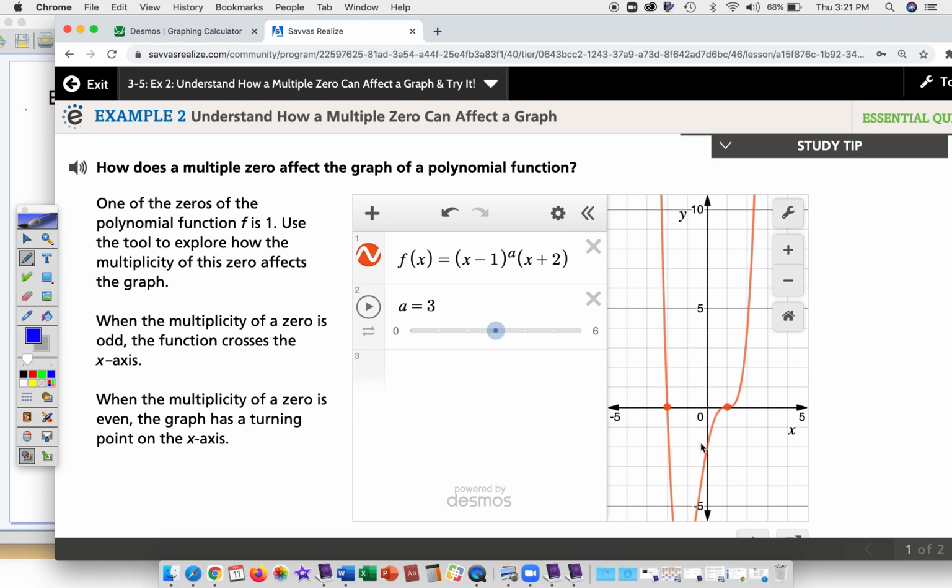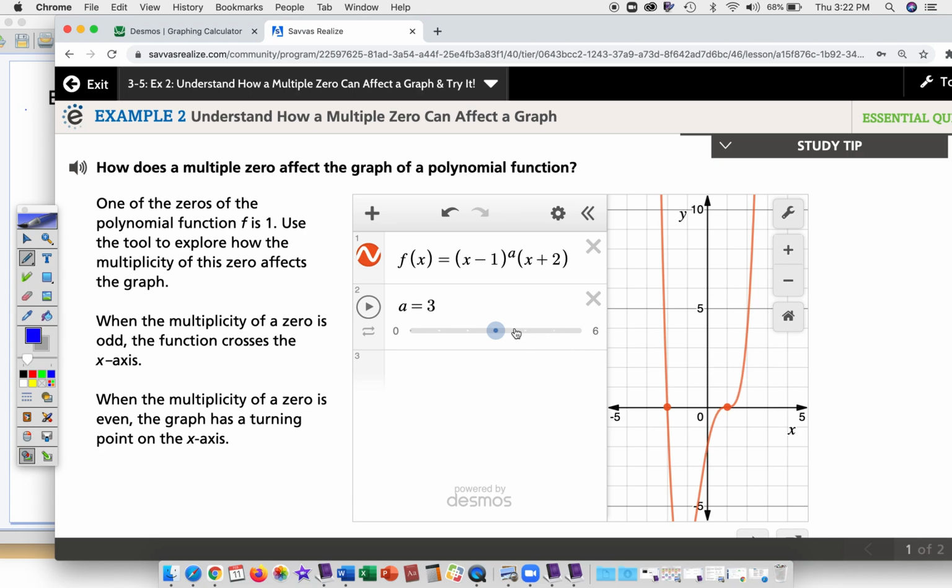When I change it to 3, it goes through the axis, it crosses through, but it doesn't go straight through like it did when it was a 1. It went straight through, just like it is at this 0. Now it has the shape of what I would call a cubic curve. Okay, remember the graph of x cubed has that shape at the origin.